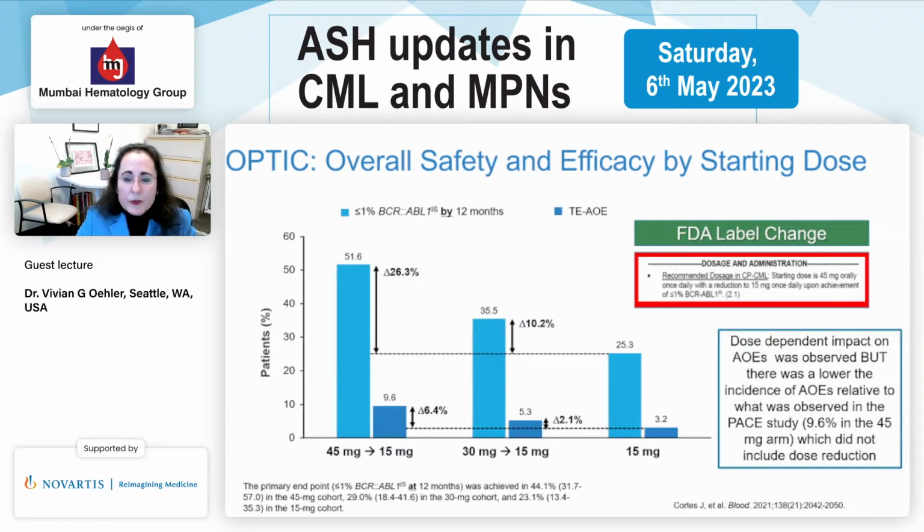As published in 2021, we found that the 45 milligram daily dose had the highest efficacy. There was also a dose-dependent impact on arterial occlusive events, but overall, with the dose reduction strategy, the rates observed were lower than what we had seen on the phase 2 PACE study, where patients continued on the higher dose without a mandatory dose reduction.